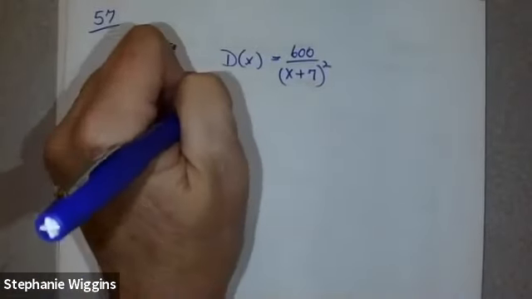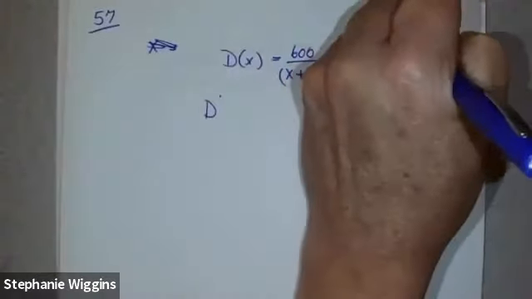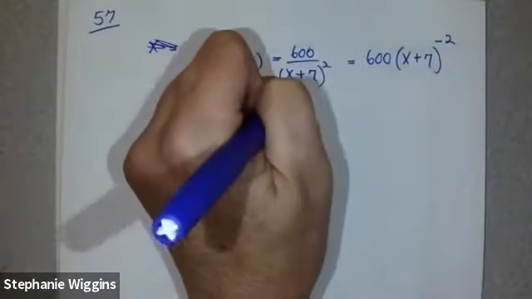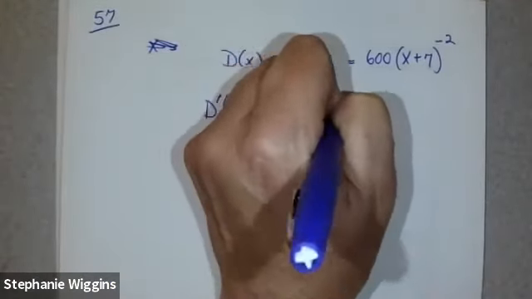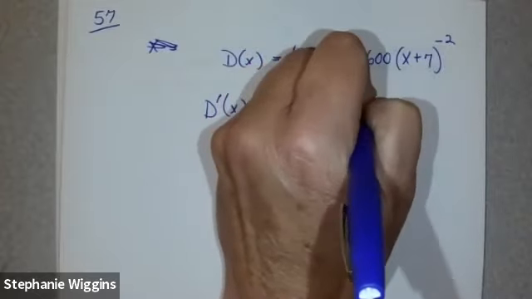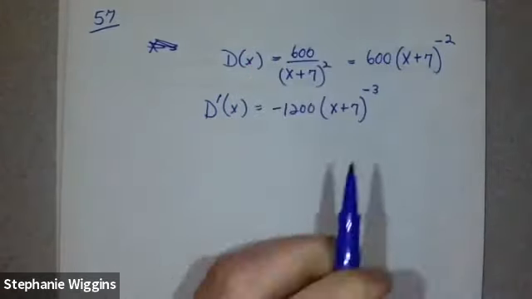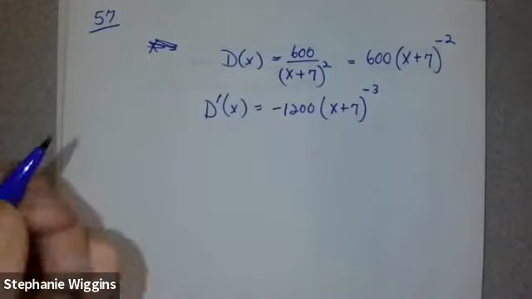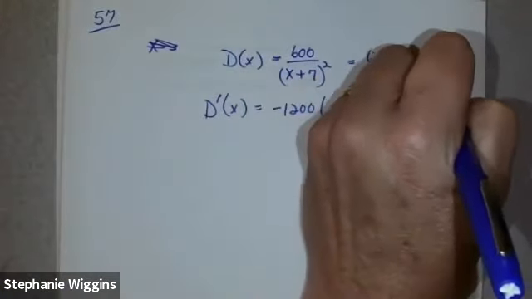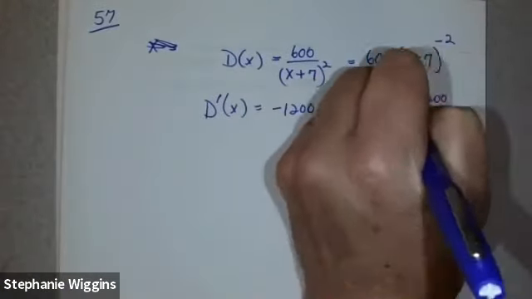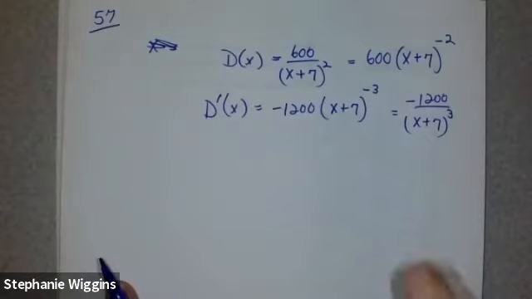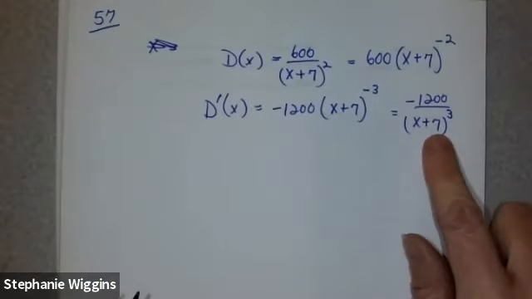And so D prime, okay, this is going to be 600 times (x + 7) to the minus 2 power. So D prime of x is minus 1200 times (x + 7) to the negative 3 power times the derivative of what's inside, but that's just 1. So this is my derivative, and I can write that as negative 1200 over (x + 7) to the power of 3, because that negative just puts it in the denominator. So this is my demand, or the derivative of my demand function.